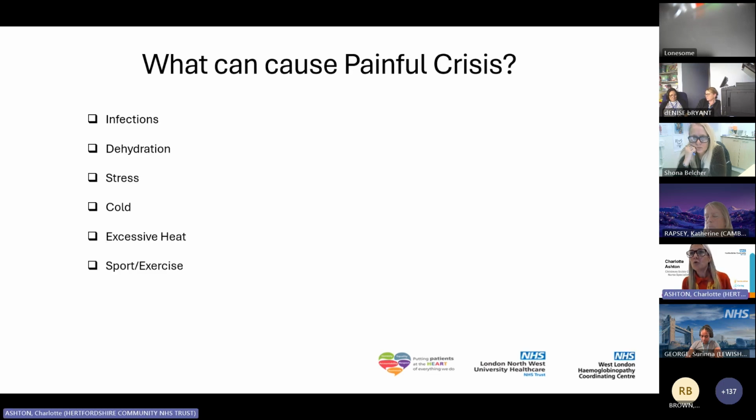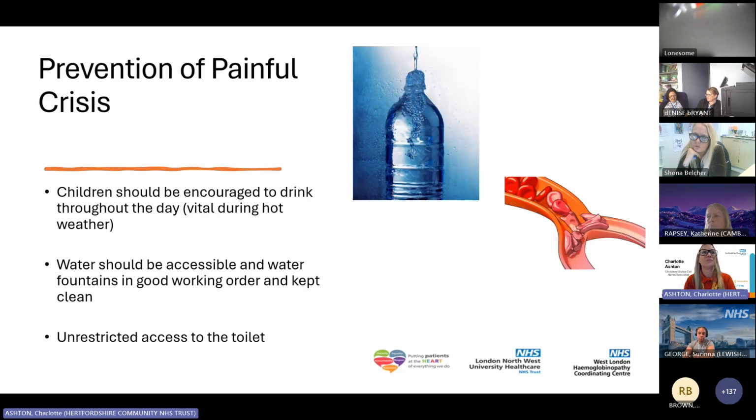So we've mentioned before that red blood cells change shape to a sickle shape under certain circumstances. And so we know that the triggers are infection, dehydration, stress, cold, excessive heat, sport and exercise. And we'll look at these triggers in more detail and what it means within the school environment.